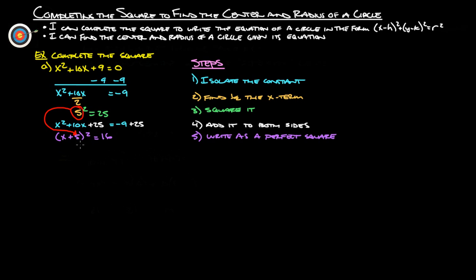Just to help you out, if we take x plus 5 and square it, we do (x + 5)(x + 5). 5 times 5 is 25. 5 times x is 5x. x times 5 is 5x, and x times x is x². When we add that all together, we get x² + 10x + 25. And if you notice, that's exactly what we have right here. So this is the same thing as that, just written in a different form, written as a perfect square.